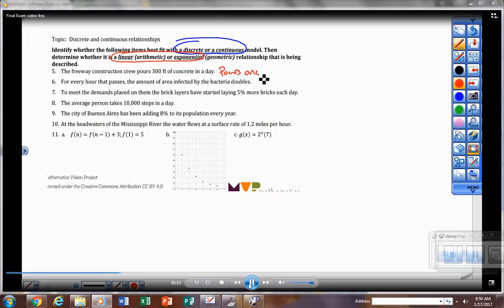So that first problem there, pouring concrete once a day, having to wait until the next day to pour it, that makes it discrete. Concrete is not pouring out continuously 24 hours a day, so I would make that discrete. And then that would be linear because, again, I have nothing to do with multiplying. That is an arithmetic sequence, adding 300 each day, plus 300, plus 300, discrete.